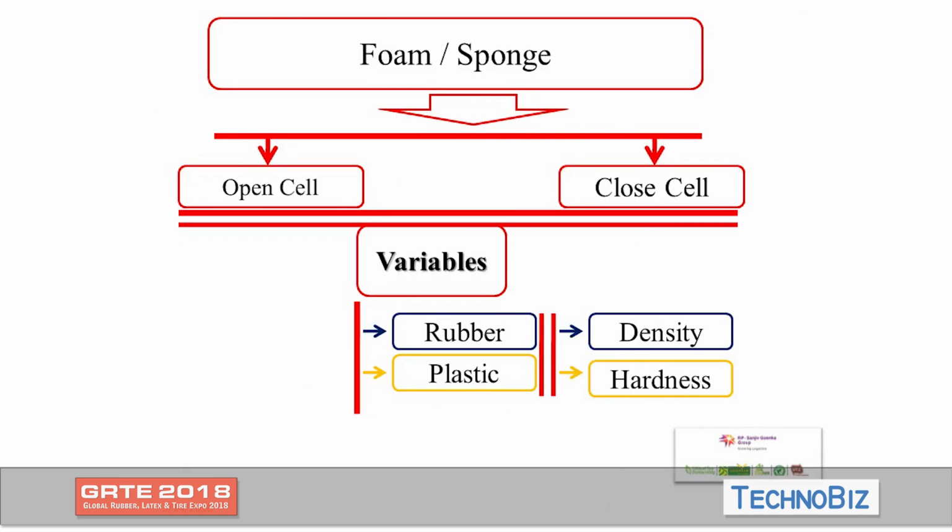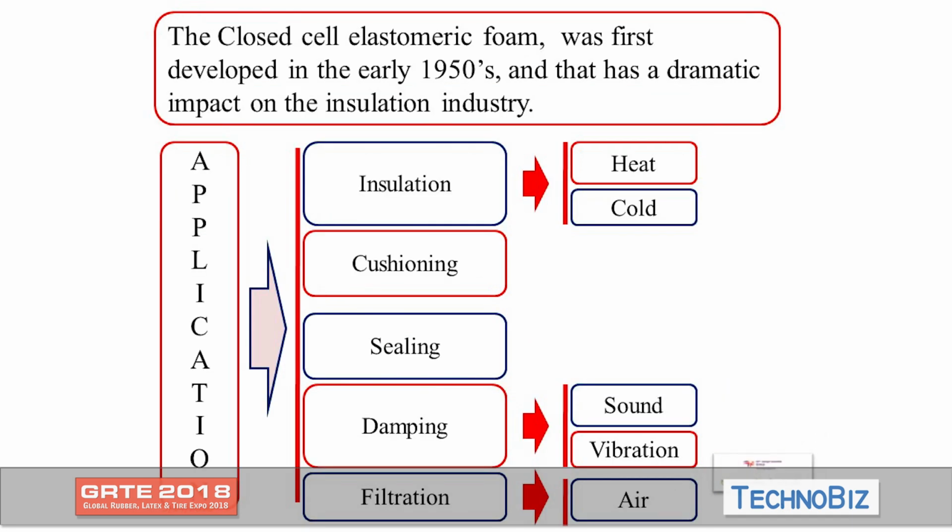Now generally the foam or sponge can be classified into two categories, open or closed cell foam. The further variables will be that the polymer could be rubber or plastic, and both of them depend on the density of the foam and the hardness of the foam. The applications could be for insulation, for cushioning, for sealing, for damping, and for filtration.